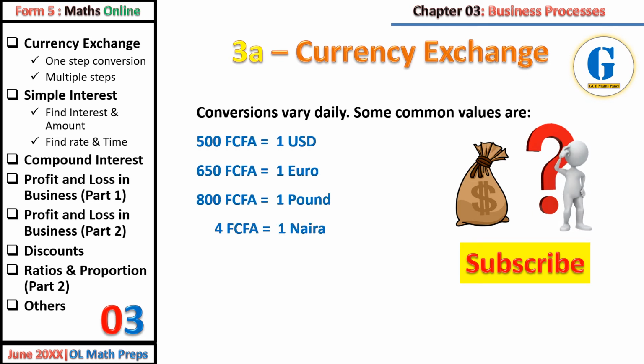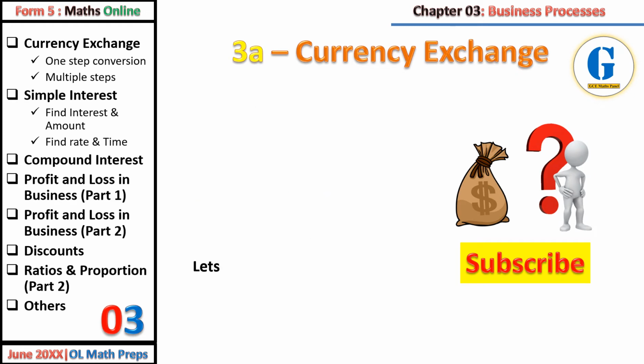Some common values are 500 FCFA equals 1 US dollar, 660 FCFA equals 1 euro, 800 francs equals 1 pound, and 400 FCFA equals 1 naira. But as I mentioned before, these values are not constant and they vary on an international scale. Let's take some examples.